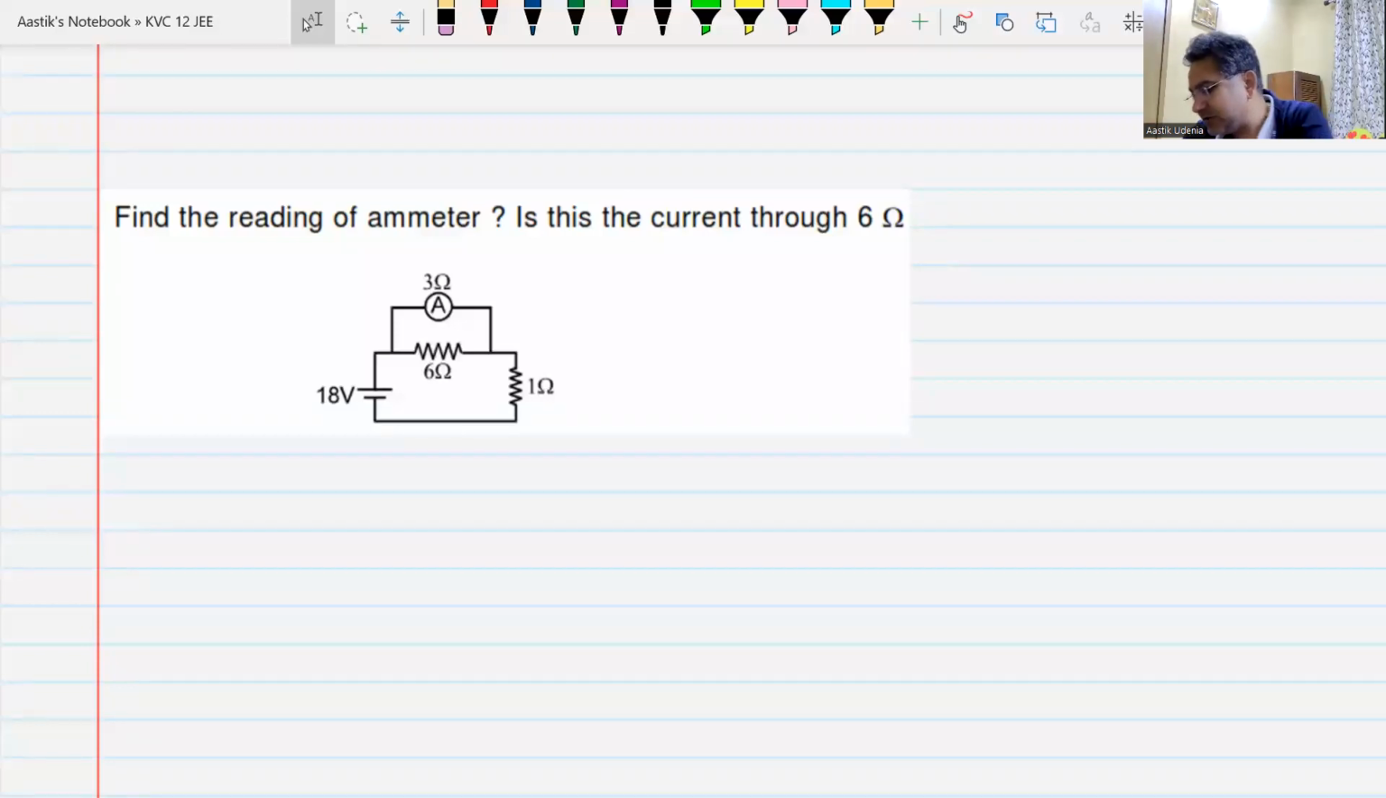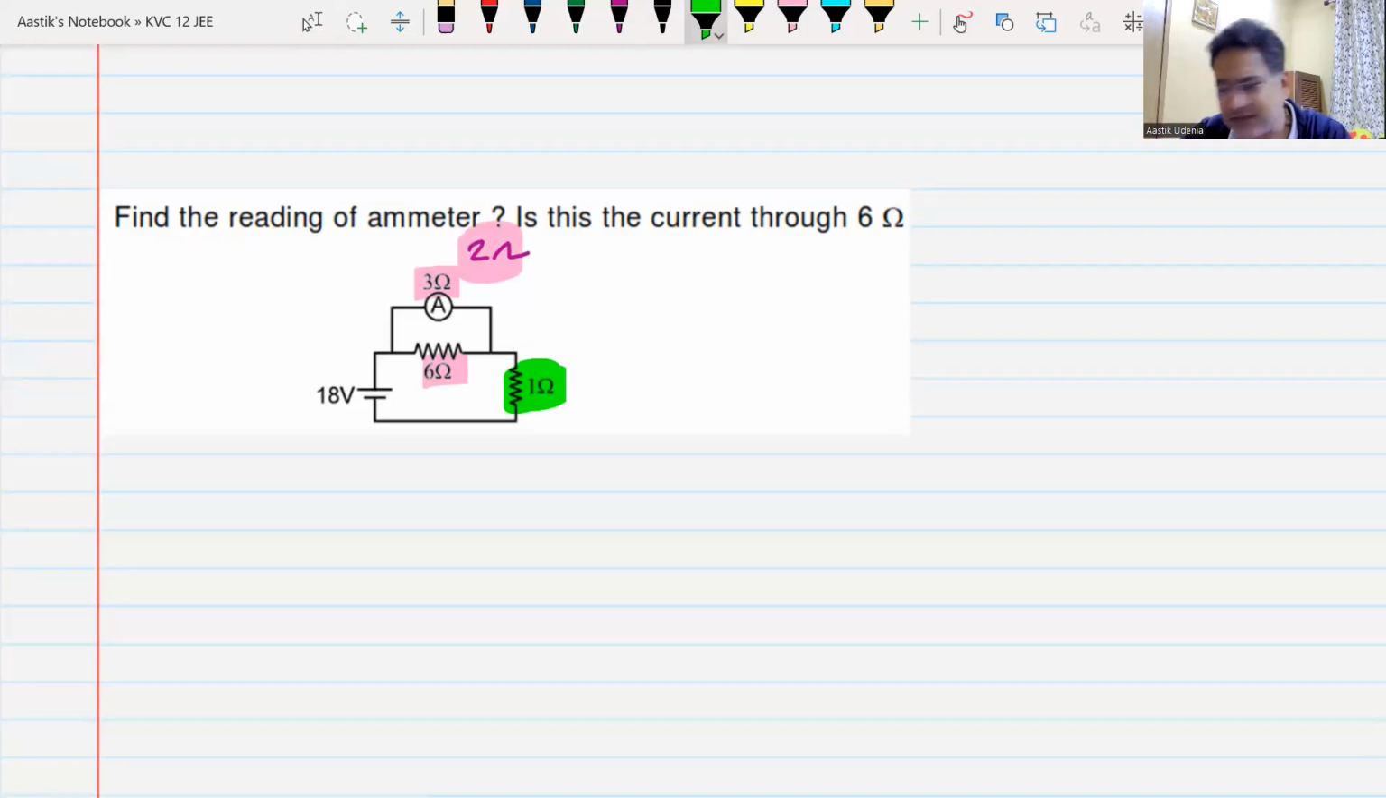So how are you supposed to do this? You have to find the reading of the ammeter. So this ammeter has a resistance of 3 ohms. This is 6 ohms. 3 and 6 are in parallel. So we'll have the resistance as 2 ohms. 2 ohms and 1 ohm are in series, so you have total resistance as 3 ohms. Anyway, you don't have to find out the total resistance. You have to find out the current through the 6 ohm branch and current through the ammeter branch.